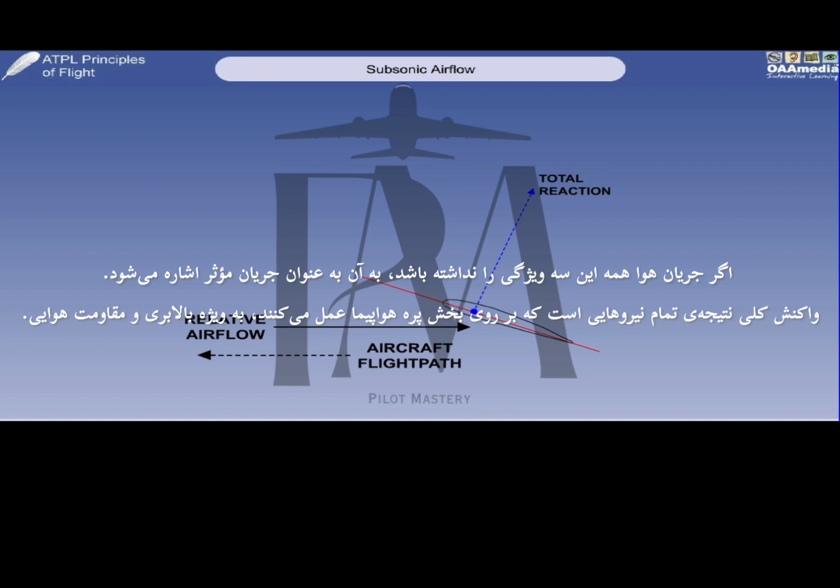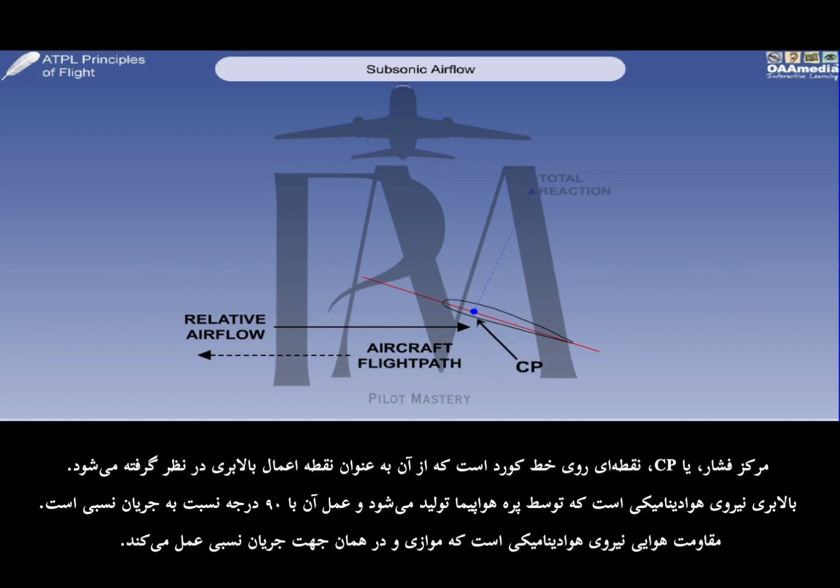Total reaction is the resultant of all the forces acting on the aerofoil section, namely lift and drag. The centre of pressure, or CP, is the point on the chord line through which lift is considered to act.